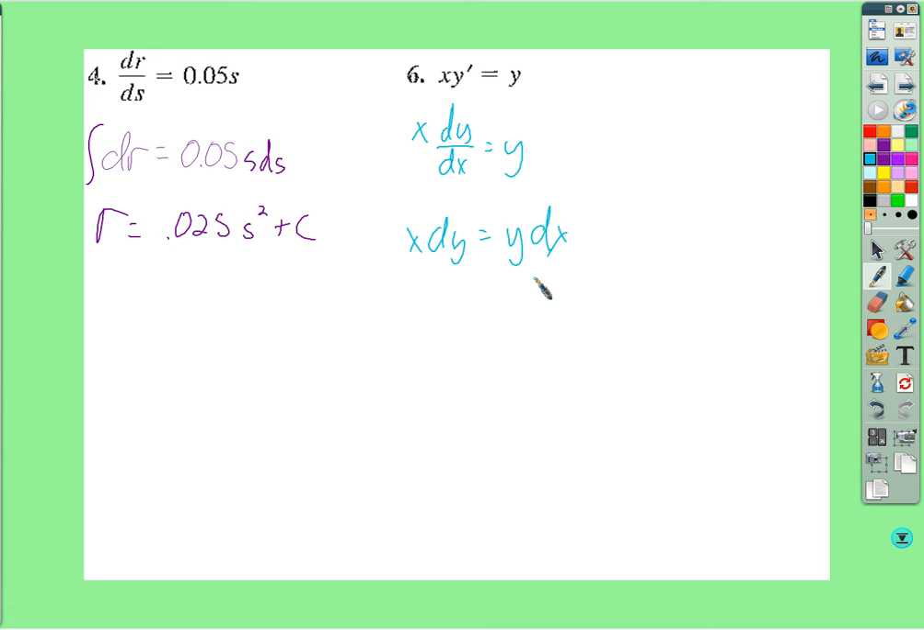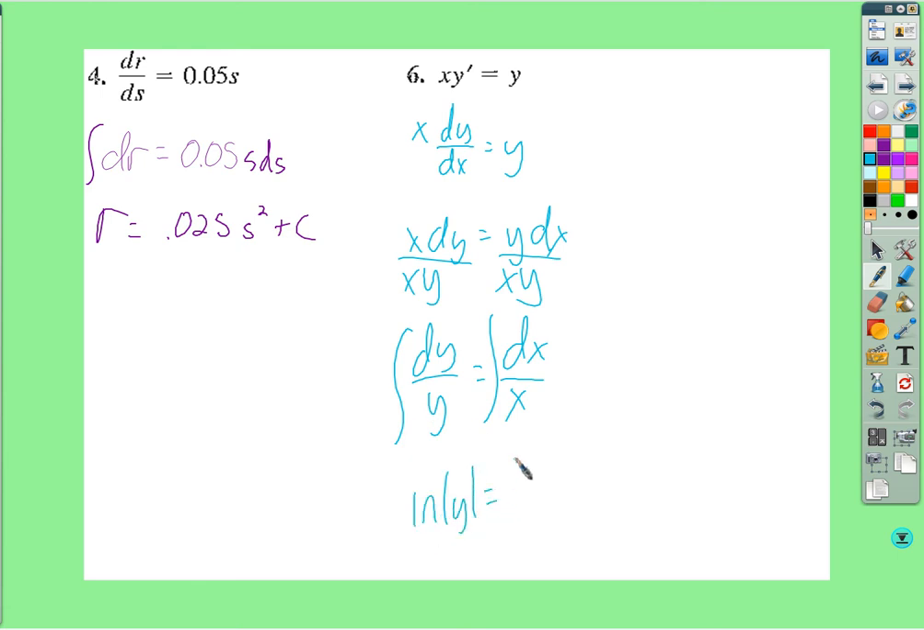Wait, you want to divide by y on the right? Yeah, we want the dy and dx in the numerator. So divide by y, and also divide by x. We'll get dy over y equals dx over x. Take the antiderivative of both sides: natural log of y equals natural log of x plus c. Solve for y. Natural log of x with the c out in front. You can take e to the natural log of x, which would just be x.